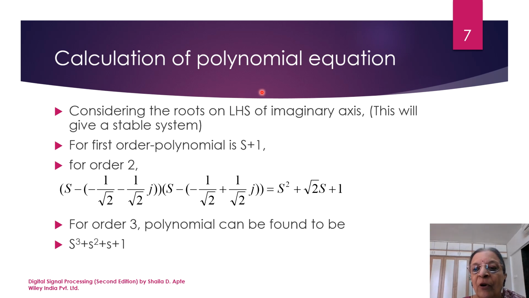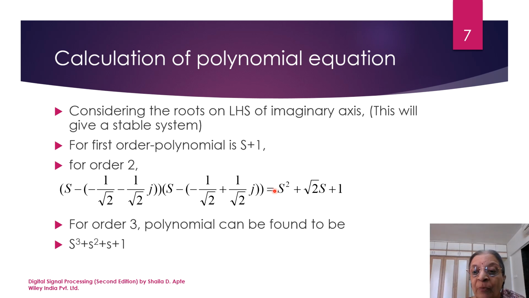So let us calculate the polynomial equation now. Considering the roots on the left hand side of the imaginary axis, because this will give us the stable system, the first order polynomial will be just s plus 1. The first order polynomial, with the root on the unit circle, will be written as s plus 1. For order 2, we have to consider two roots on the left hand side of the imaginary axis, and we write s minus pole 1 into s minus pole 2 and multiply the two. So we get s square plus root 2 s plus 1.